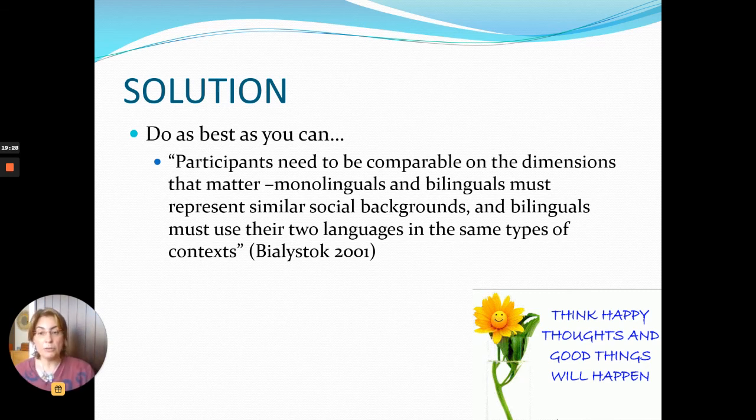And bilinguals must use their two languages in the same types of context. You cannot take a totally diglossic multilingual and then compare it with a multilingual that uses all languages in all situations. So you will have to define your subjects very much and try to make them as similar as possible according to all the dimensions in which we know that multilingual proficiency and development plays a role. Okay?